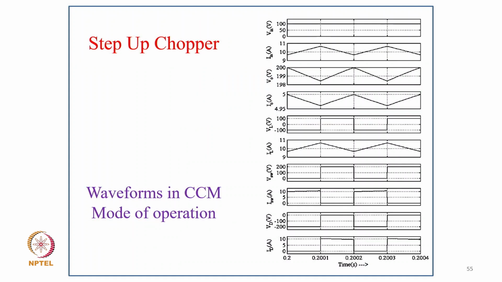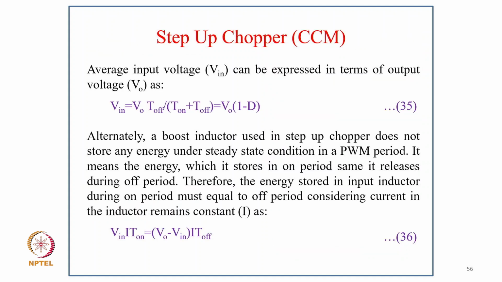Now the waveforms for step-up chopper. You can clearly see how the input current is continuous with a small ripple, then output voltage also has some ripple, then output current typically also has a ripple, then inductor voltage, inductor current, switch voltage, switch current, and diode voltage, diode current, all are shown here. So coming to the analysis of step-up chopper in continuous conduction mode, the average input voltage can be expressed in terms of output. So V_in equal to V0 T_off divided by (T_on plus T_off), so that becomes V0 into (1 minus D).